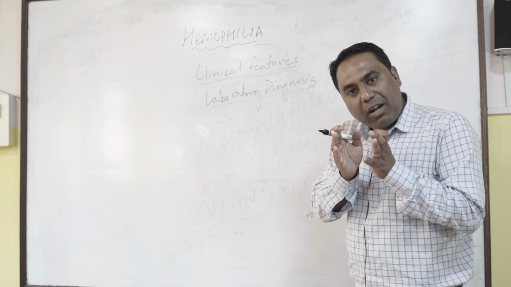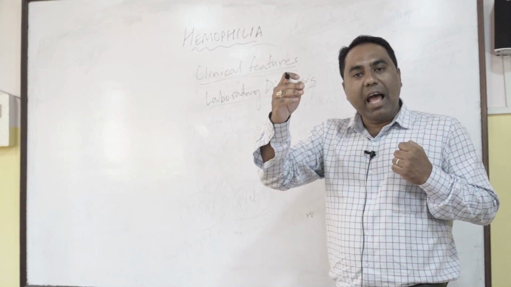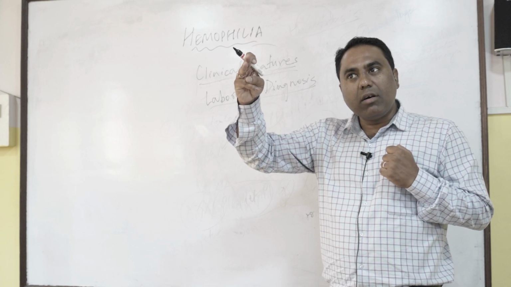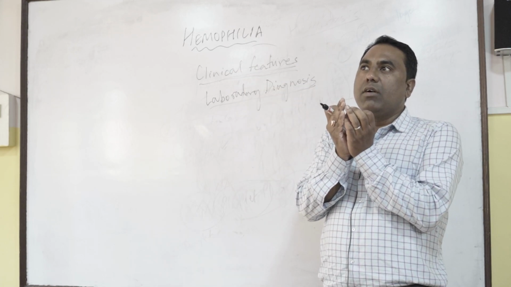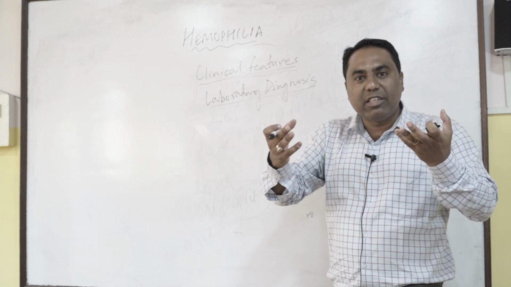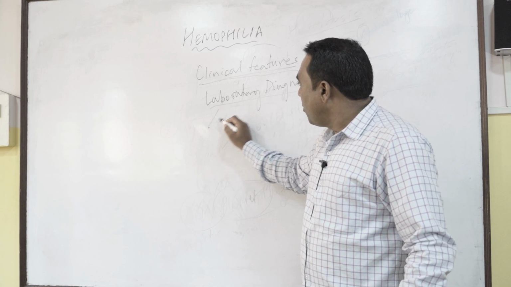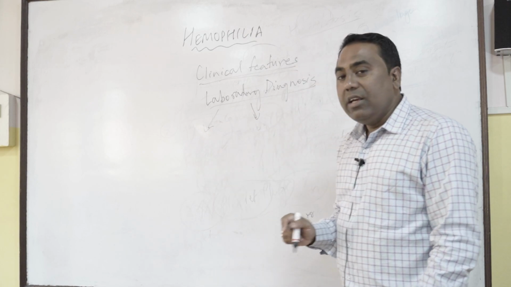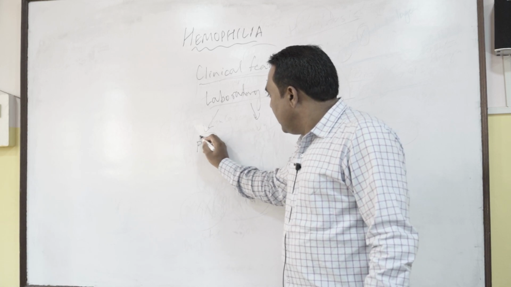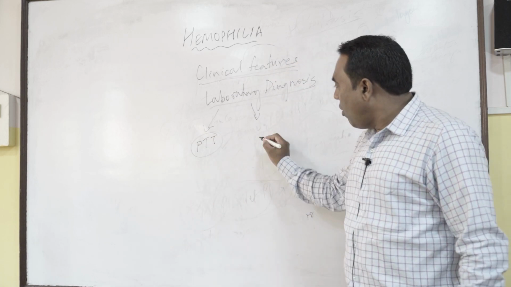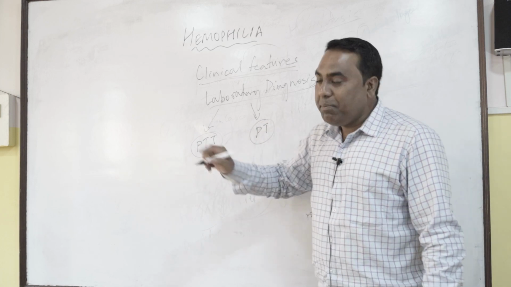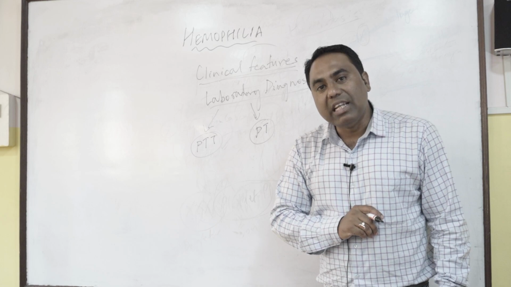So that particular blood coagulation time is prolonged, and because of this, there are two different types of molecules whose levels may increase. And these two molecules, normally when we go for a laboratory test, they check for PT or PTT level.